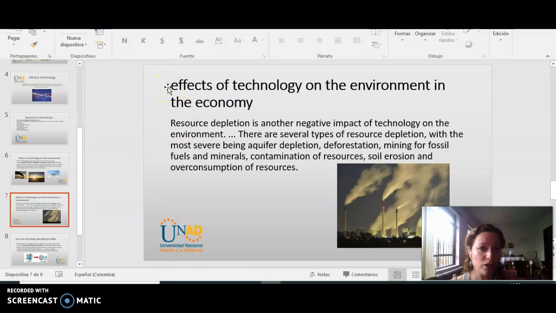Effect of technology on the environment and the economy. Resource depletion is another negative impact of technology on the environment. There are several types of resource depletion, with the most severe being aquifer depletion, deforestation, mining for fossil fuels and minerals, contamination of resources, soil erosion, and overusing resources.